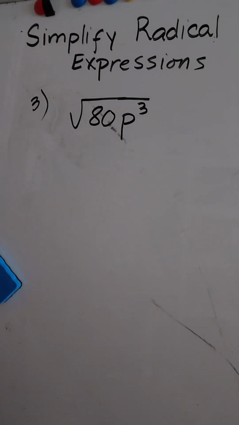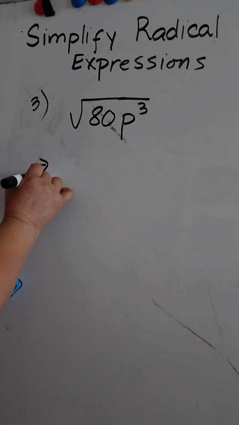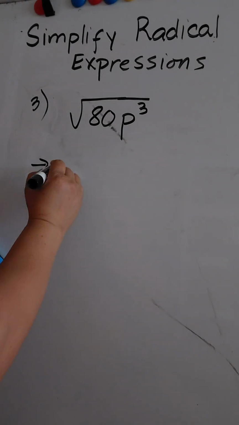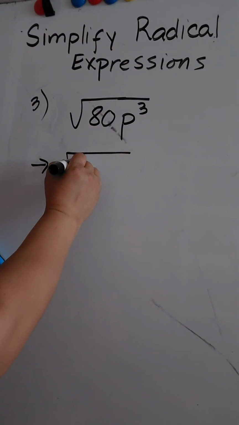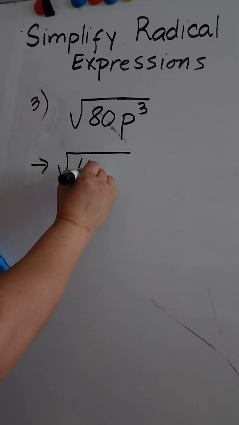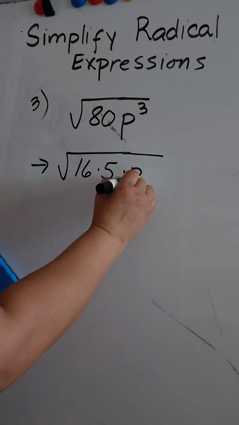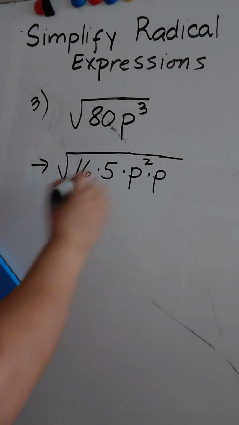Let's proceed to number 3. So the square root of 80p cubed. Okay, so again, we are going to find the factors of 80, where one of the factors is a perfect square. So we can write this way. We have 16 times 5 times p squared times p.